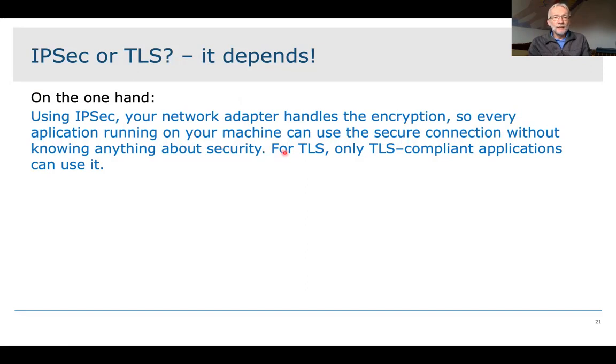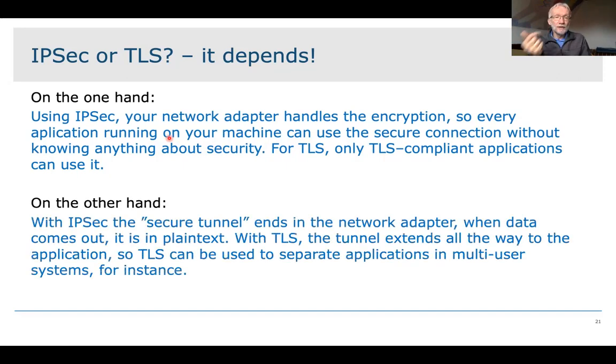Whereas on the other hand, for TLS, you really have to be a TLS compliant application to use TLS, of course. So that is why IPSec is often used for implementing something like virtual private networks. So where you logically, even if you're physically in a different place, can be placed inside some private network somewhere. And this is done using IPSec because it means that everything running on your machine will be using the encrypted connection. On the other hand, though, with IPSec, the secure tunnel ends in the network adapter. So when it spits out data from there, it's in plain text.